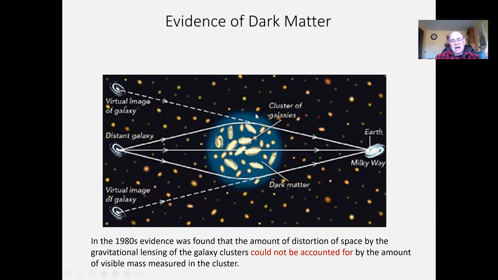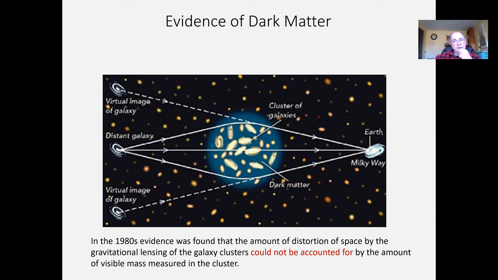How much warping of space-time do you need to see these kinds of images precisely this way, coming from this kind of source? And you can map the distribution of matter that's creating this kind of warping. And then you can compare that distribution of matter that you need to the distribution of matter that you see.